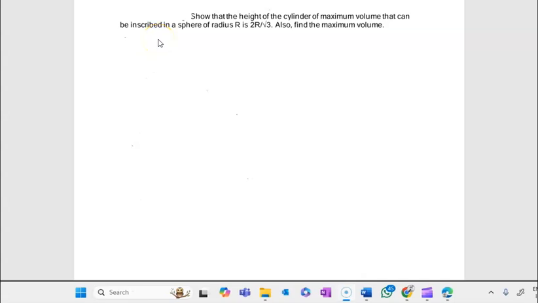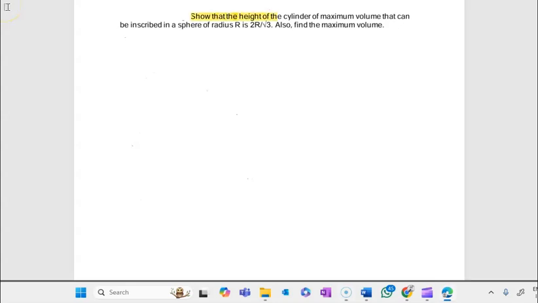Hello students, let's solve one of the examples important for the board, based on the application of derivative. We'll be solving one example based on the application of a derivative. So the question is this.